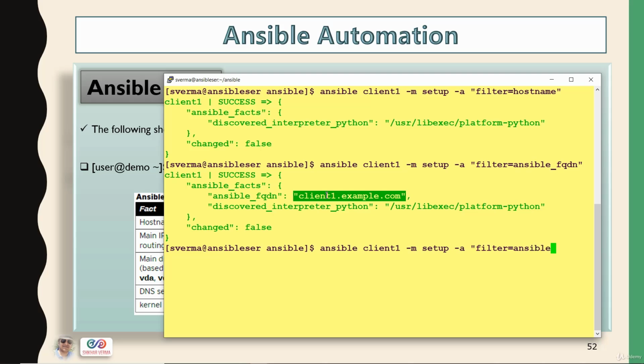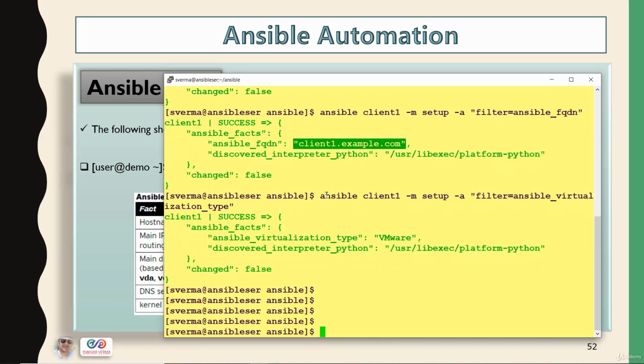ansible_virtualization_type. I just want to know whether it's a VMware or physical server, the type of virtualization. So it's a VMware. It is showing this. So this way you can use the Ansible facts.